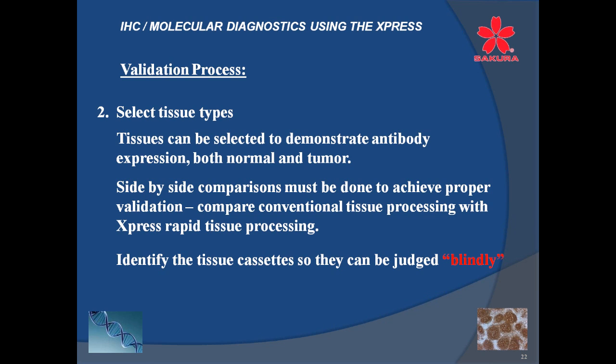Then you would select some tissue types. It doesn't have to be yourself. You can work with pathologists or maybe a resident, whoever, but select tissues that will demonstrate antibody expression, both whether they're normal and or tumor, because you need a combination of both. Normal will usually always stain very nice and positive. Your tumors could stain weakly, so that's why you need to validate with a combination of both, either in the same block or separate or whatever is workable. Side-by-side comparisons should be done to achieve your proper validation.